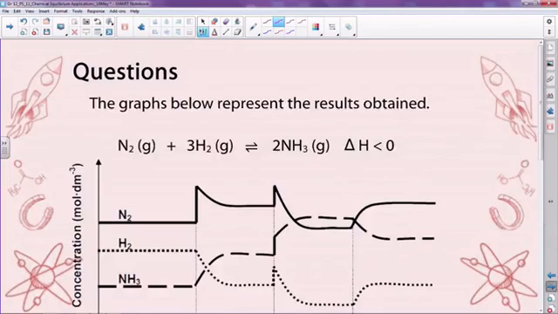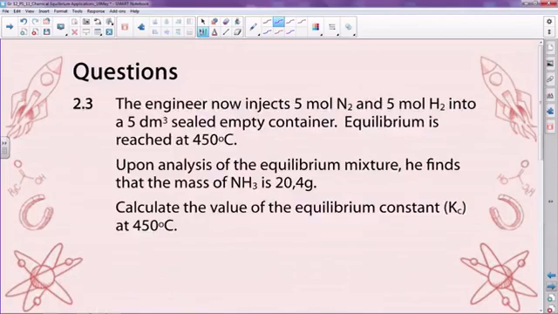So let's look here. Okay, now it says to us, the engineer now injects 5 moles of N2 and 5 moles of H2 into a 5 decimeter cubed sealed container. So there's some important information here. Let's make sure we've got it. 5 moles, 5 moles, 5 decimeters cubed at 450.